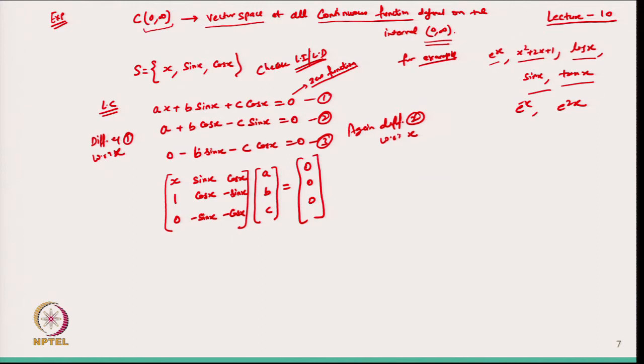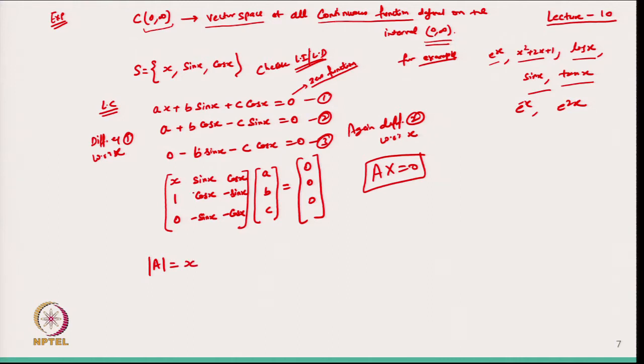So, from here I get a matrix, a homogeneous system Ax equal to 0. Now, I have to find out the determinant of this one. So, let us take the determinant. I just want to find the determinant of A. So, let us find out. It is starting from the first column.